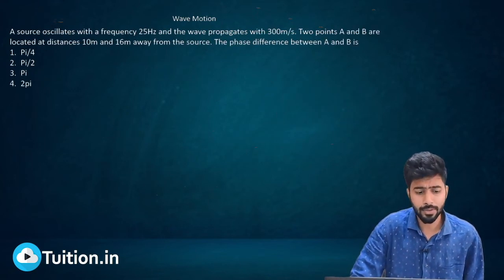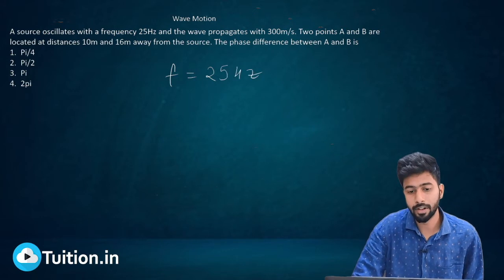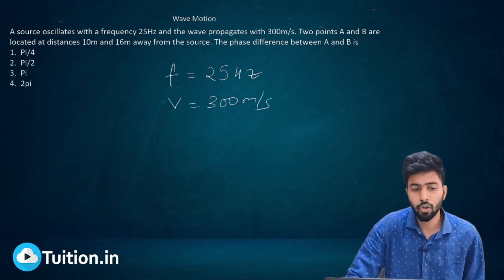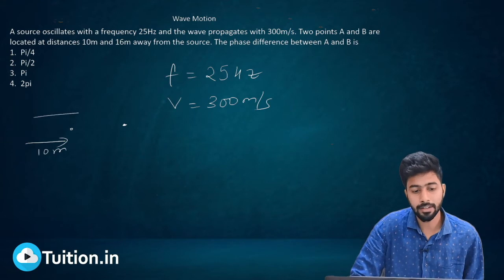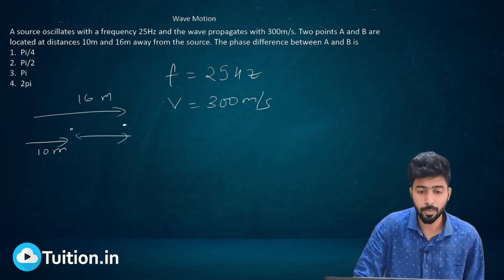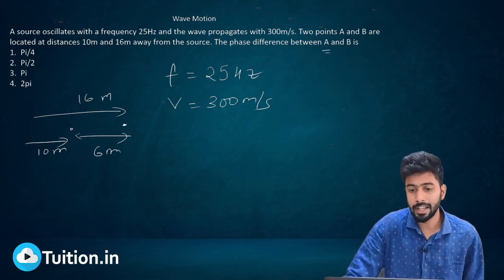A source oscillates with a frequency of 25 hertz. The wave propagates with a velocity of 300 meters per second. Two points A and B are located at x equal to 10 meters and x equal to 16 meters respectively. That means this is not kilometer, it's meter, right? So the distance between the two points is 6 meters, 16 minus 10. Now the phase difference between A and B is?